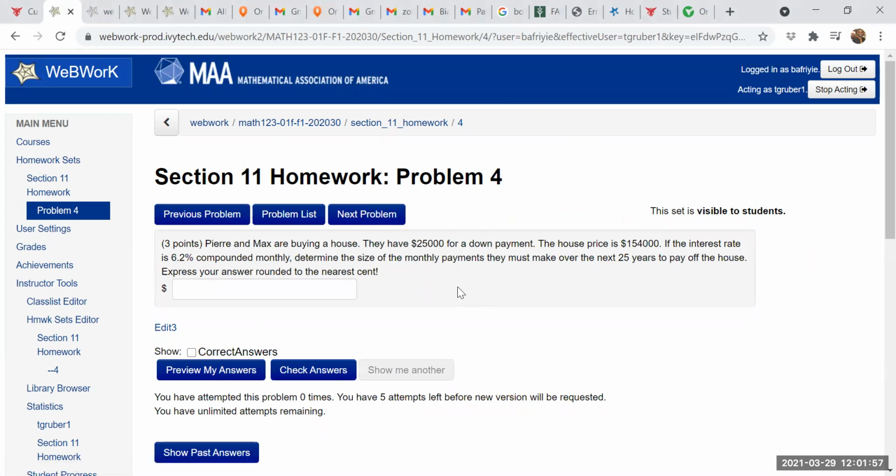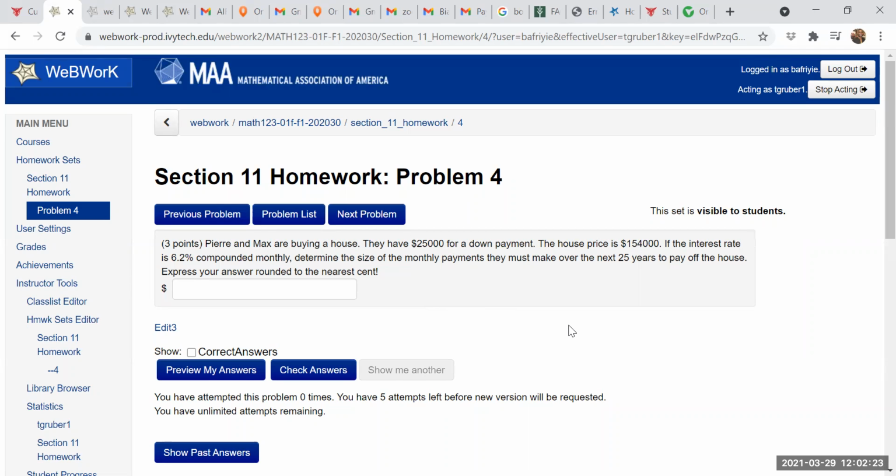Now problem number four here as well, we're going to do almost the same thing we did for Pierre and Jennifer. So Pierre and Max are buying a house. They have that to put down. So the house is that. If the interest rate is compounded monthly, determine the size of the monthly payment. So when you hear monthly payment, go for the PMT function.